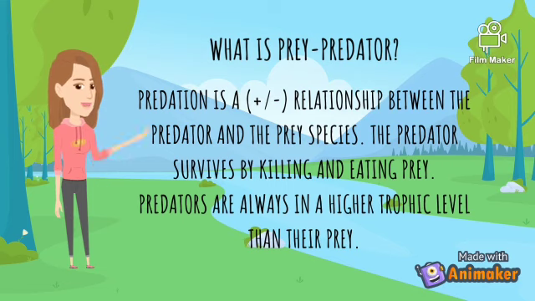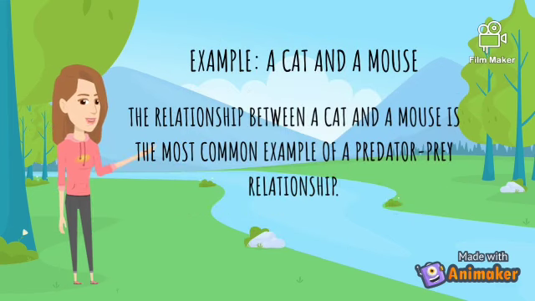What is predation? Predation is a relationship between the predator and the prey species. The predator survives by killing and eating prey. Predators are always in a higher trophic level than their prey. Example: a cat and a mouse. The relationship between a cat and a mouse is the most common example of a predator-prey relationship.